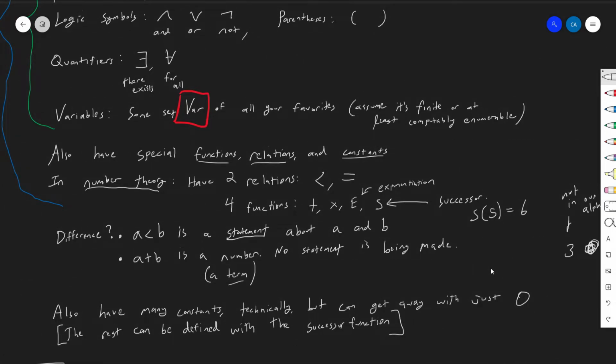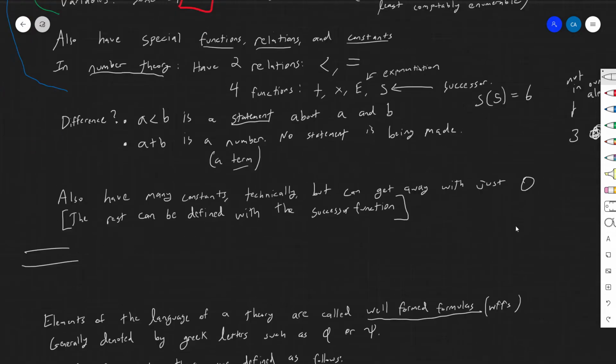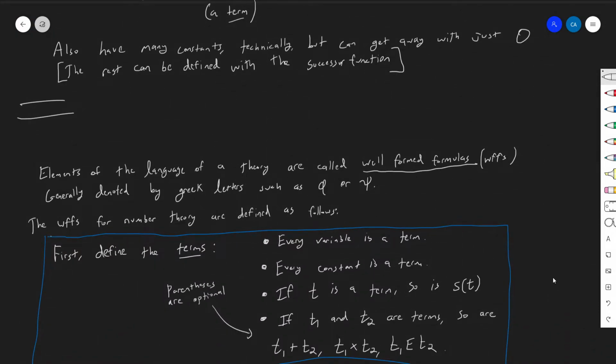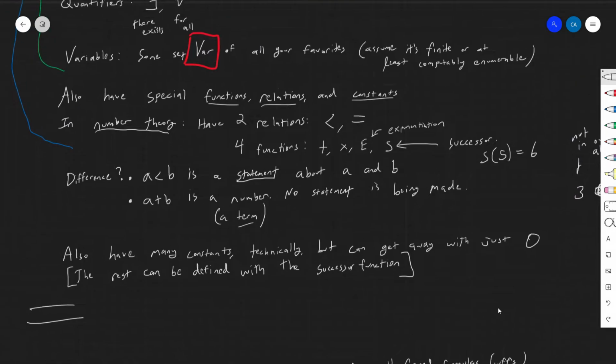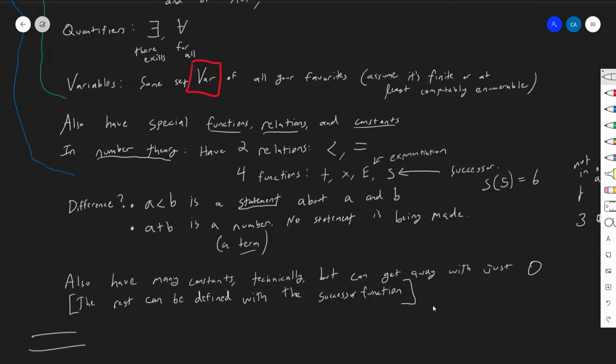Again, we're starting with the metamath. You can already tell that certain things I'm saying here are getting kind of confusing. Just don't worry too much about it. We're going to get through it. So that's the alphabet. This is just the pure listing of symbols.